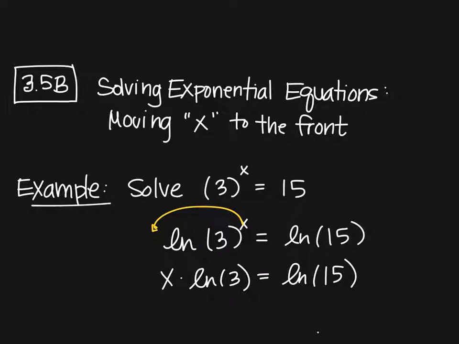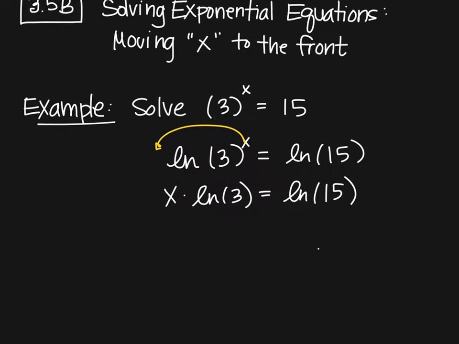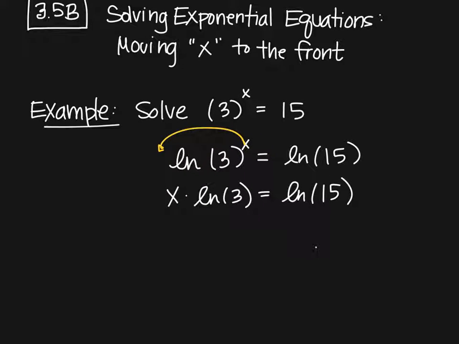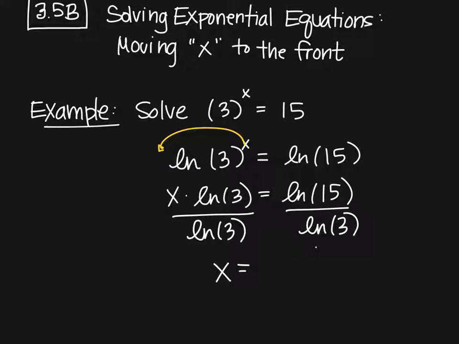And now, how do I get it alone? Well, what's between x and the ln 3? A dot. What does that dot mean? How do I get rid of that then? I can divide by ln 3. Grab your calculator, type in ln 15 divided by ln 3 and get an answer.